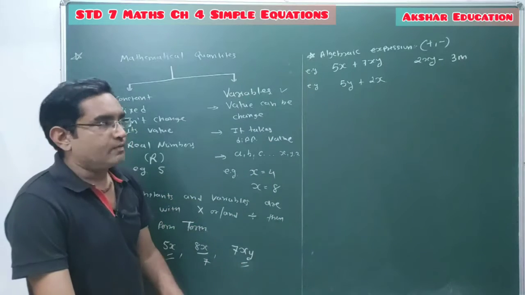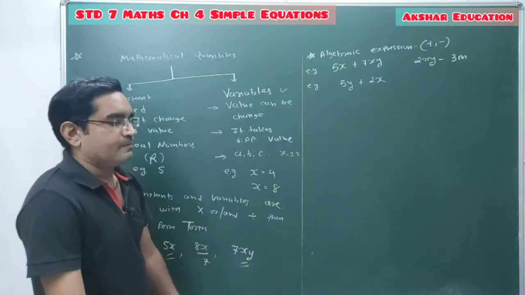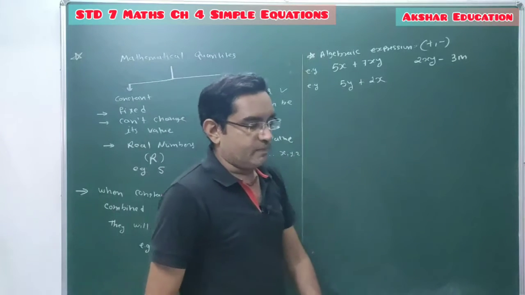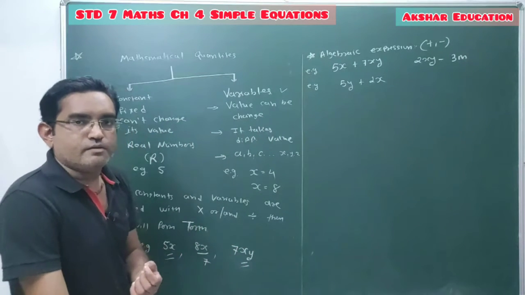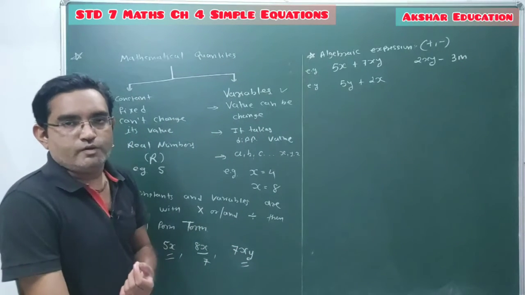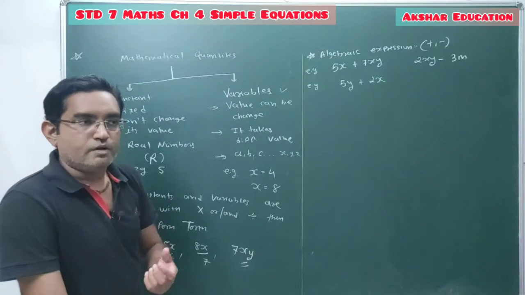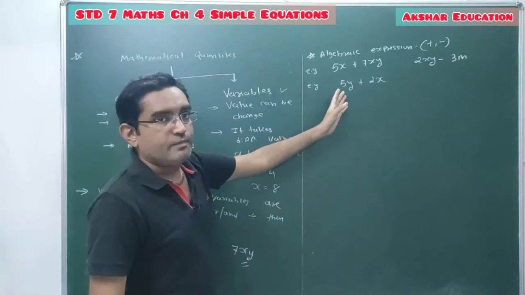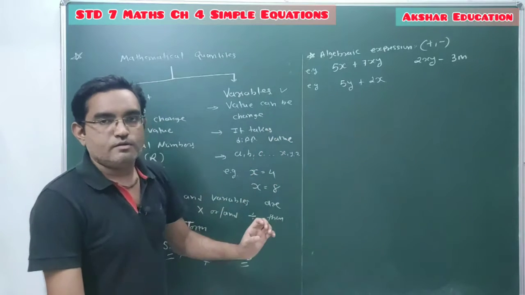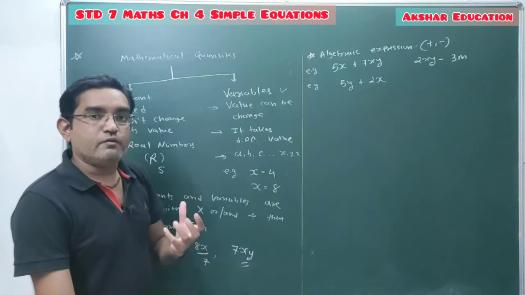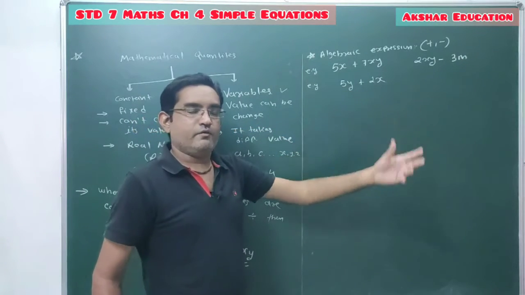So these are the algebraic expressions in one variable or more than one variable. In our fourth chapter, we have to study simple equation. Simple equation means we have to consider only one variable. An equation or algebraic expression may consist of more than one variable, but we have to consider the equation with one variable only, and that's why we are considering the algebraic expression with one variable.